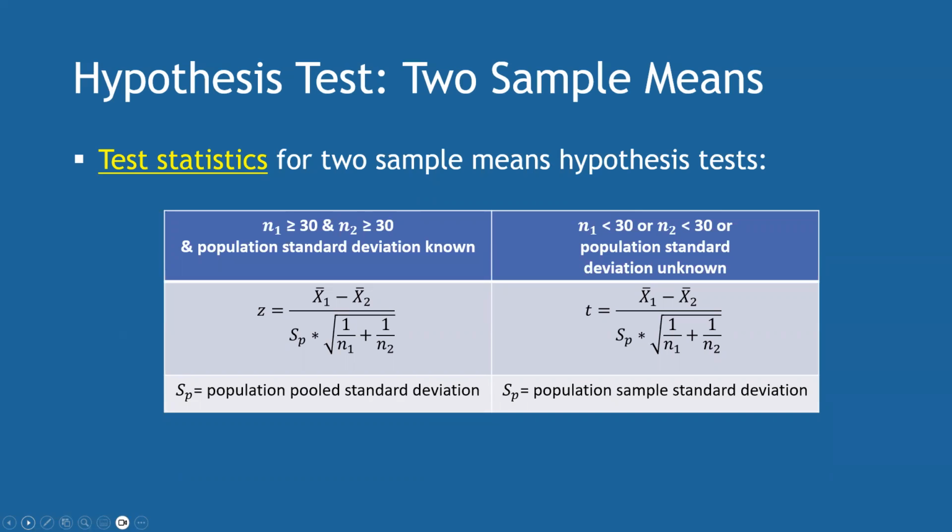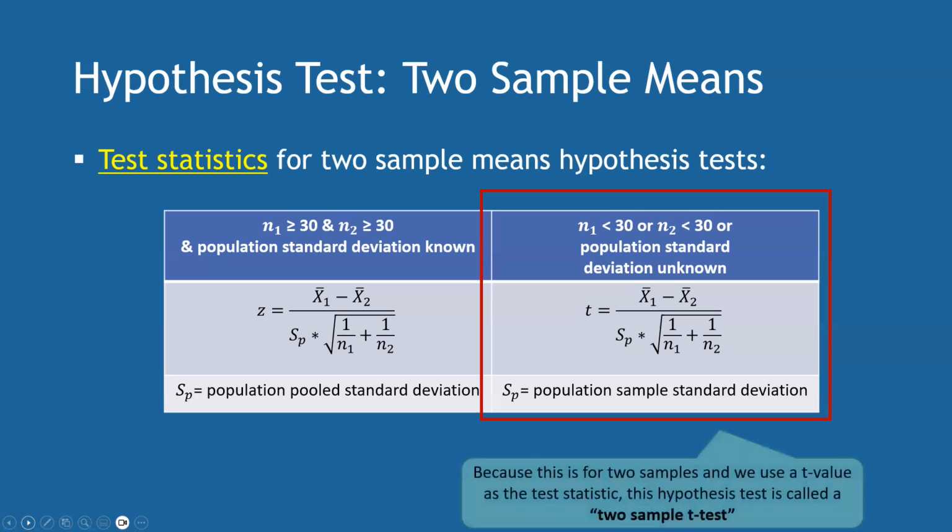Now, most of the time in practice, we don't know the population standard deviation, so it's not likely that we can use the z-test. So in this class, we're going to focus on the right-hand column here, which is the t-test. This is whenever either one of the subgroup sample sizes is less than 30 for either group 1 or group 2, or the population standard deviation is unknown. And most of the time, the population standard deviation is unknown, so we will default to the t-test.